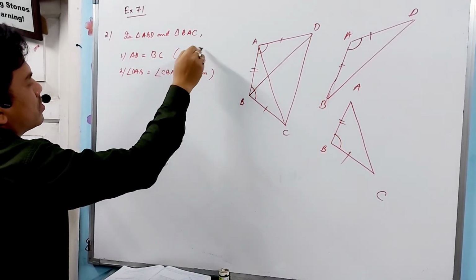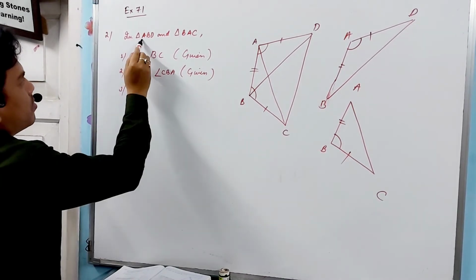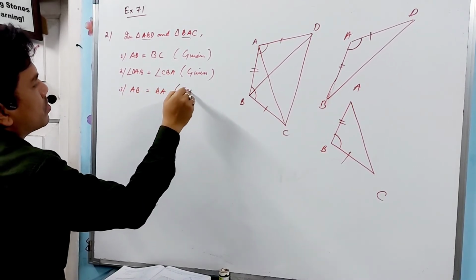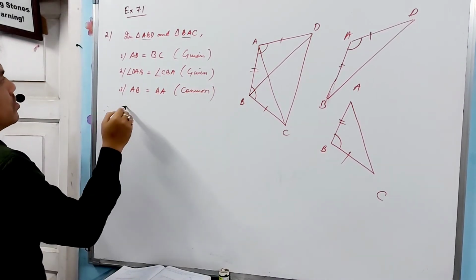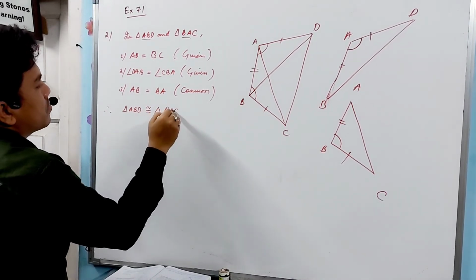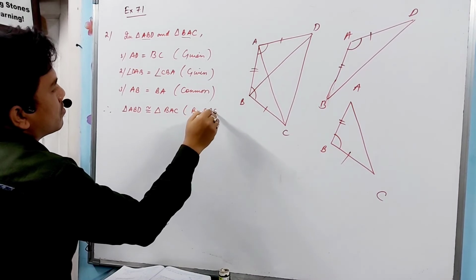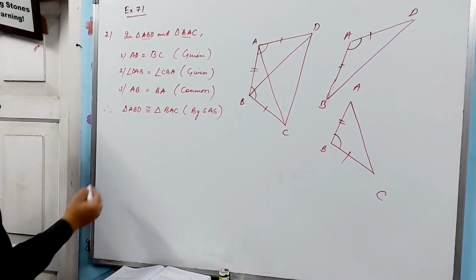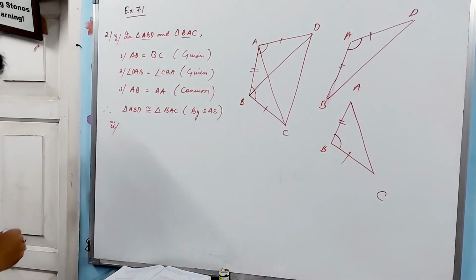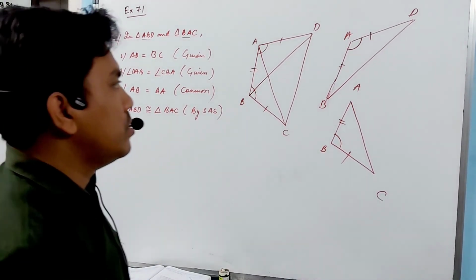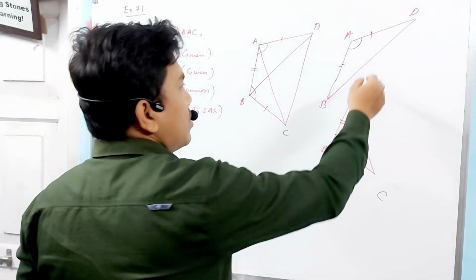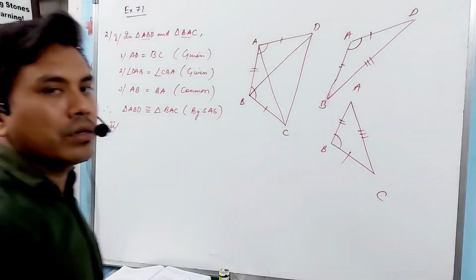And number 3, AB equal to BA. Okay, I told you, AB equal to BA. Then it is common, common side. So now both the triangles are congruent by SAS. Both the triangles are congruent by SAS. So this was number one. In number two, what we have to see? We have to see that BD equal to AC. Now you see here, if these two triangles are congruent, then BD and AC will be equal by CPCT. BD will be equal to AC by CPCT.